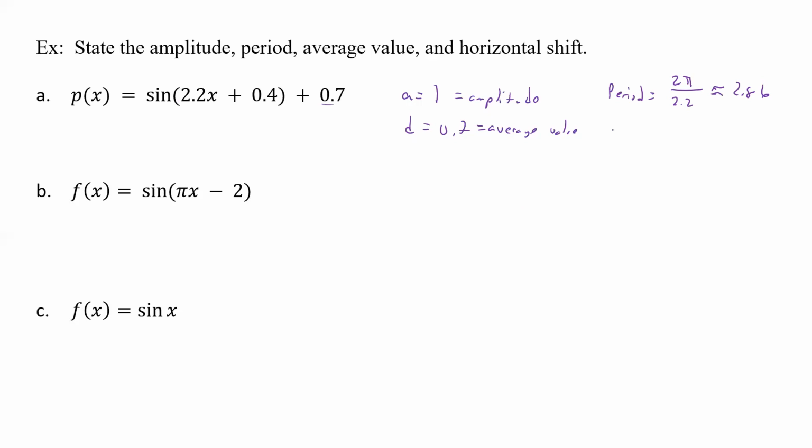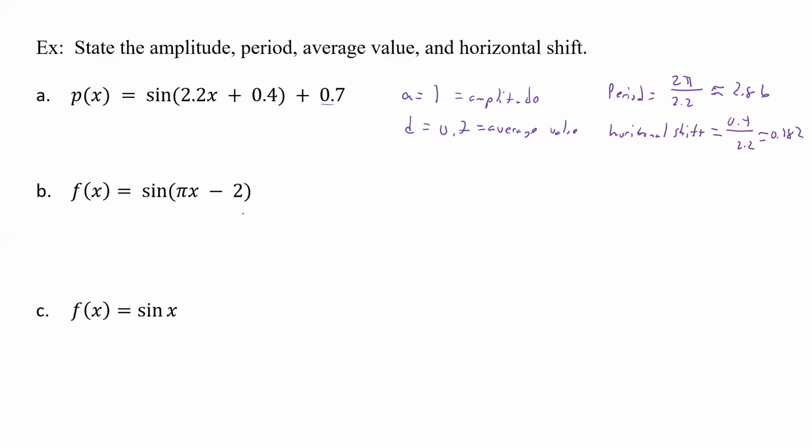And a horizontal shift, that's going to be 0.4 divided by 2.2, and that's 0.182. Okay, and so that's all the values that they asked for. And again, we just got it out of the equation here. Now this one, same thing as asking for, but we don't have all the pieces.